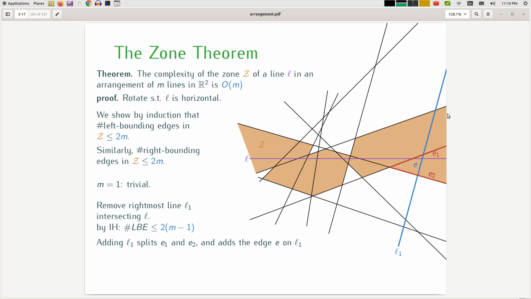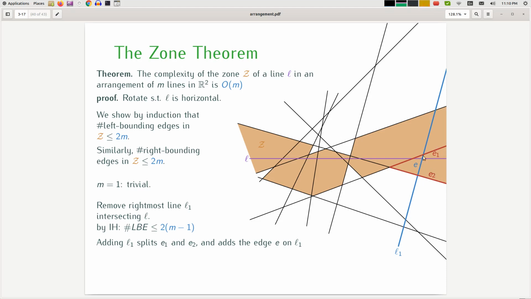But what I want to prove is that the first intersection above and the first intersection below the line L are the only 2 intersections of left bounding edges with line L1 that will contribute something to the zone of the line L. How do we prove this? I'm going to just prove it for the part of the picture that is above, the below part is similar.